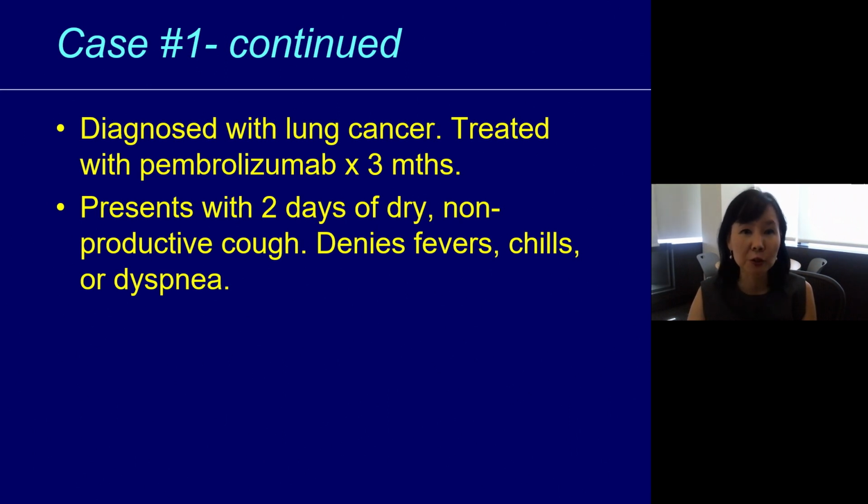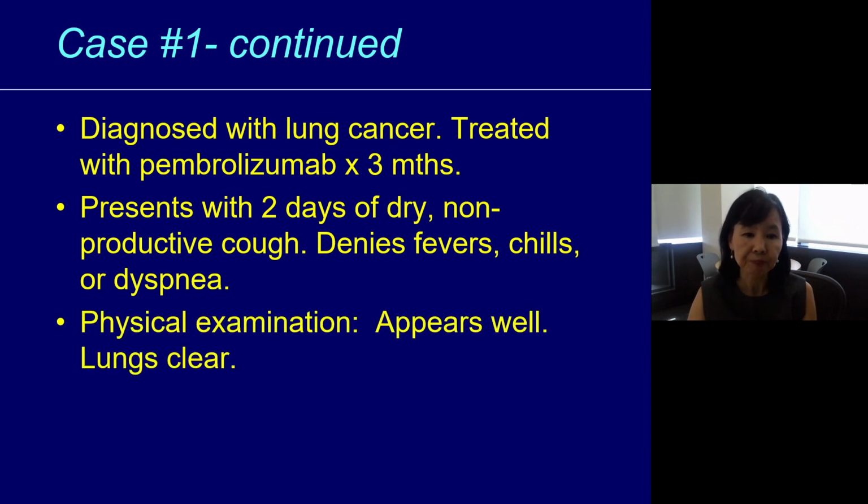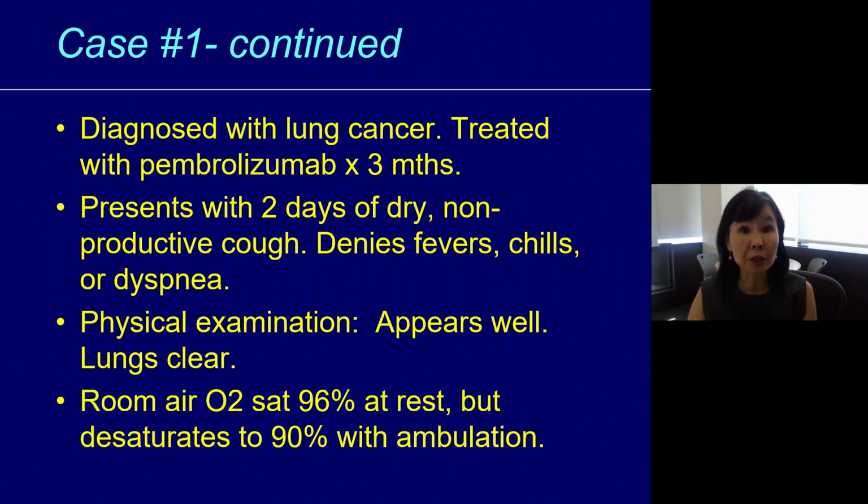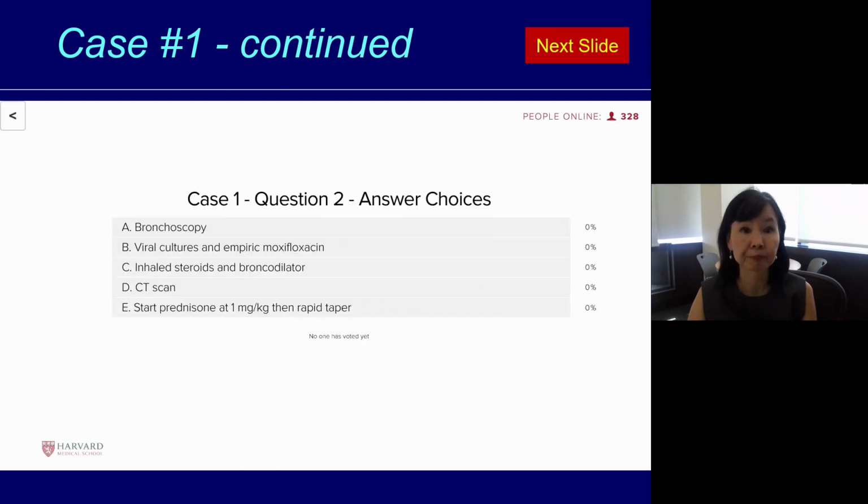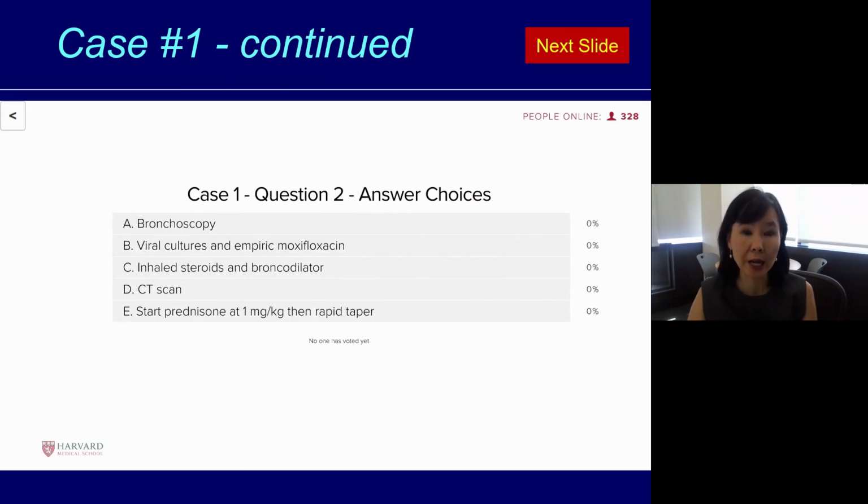So again, 2-day history of dry, non-productive cough, denies fever, chills, or dyspnea. Physical examination, he appears well, and his lungs are clear to auscultation. Room air saturation is 96% at rest, but with ambulation, he actually desaturates to 90%. So now, again, I would ask, what would you do next?